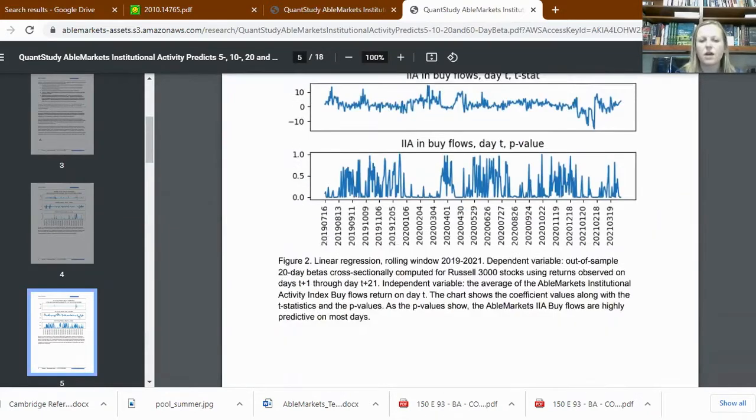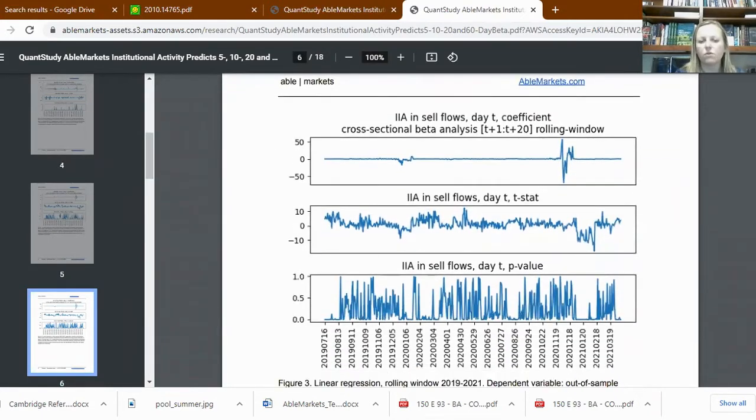So this is buy flows. We can do the same for sell flows. It's also extremely significant if you look at p-values or t-stat.